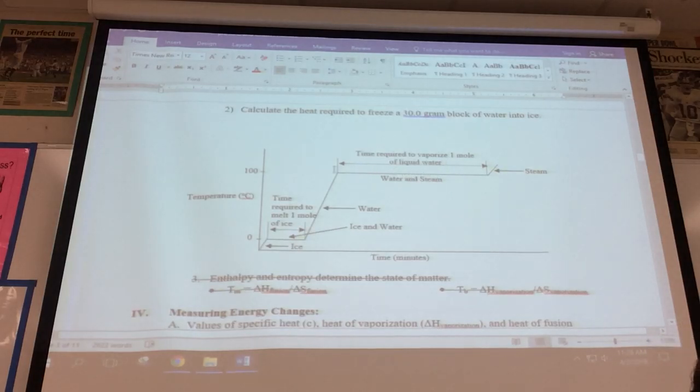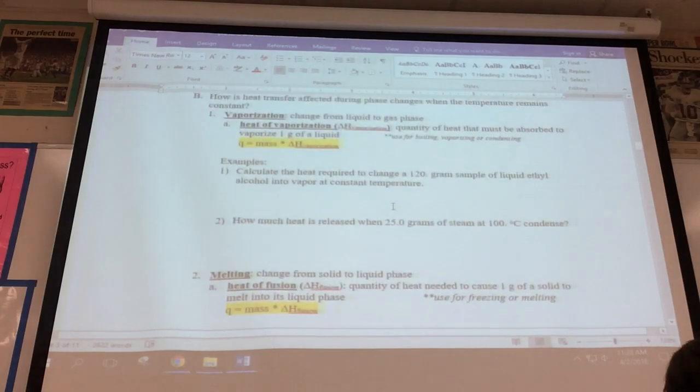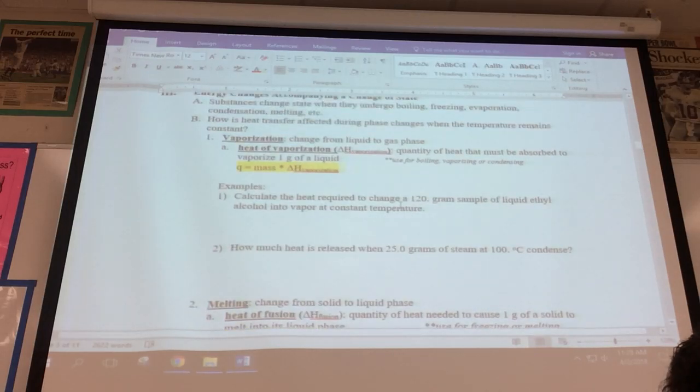And again, when a substance undergoes a phase change, the change in temperature is 0. These types of problems are very, very simple to do. You will have no difficulty with this, provided that you remember melting and freezing go with delta H of fusion, and boiling, vaporizing, condensing go with delta H of vaporization, and then it'll be very simple.